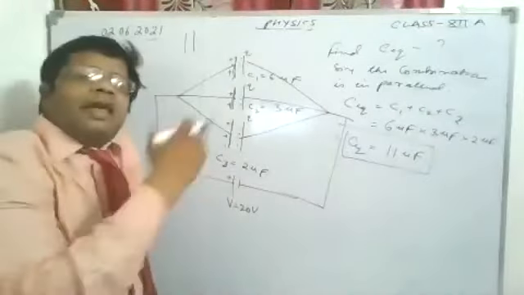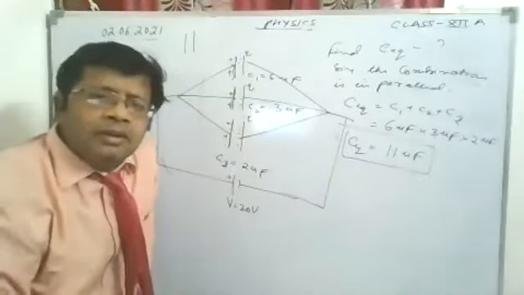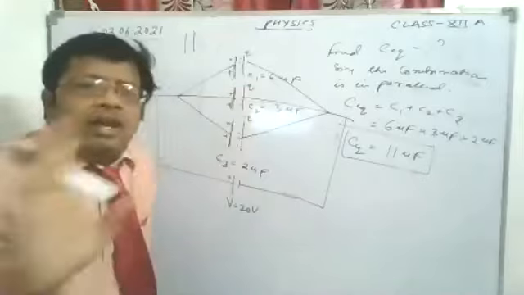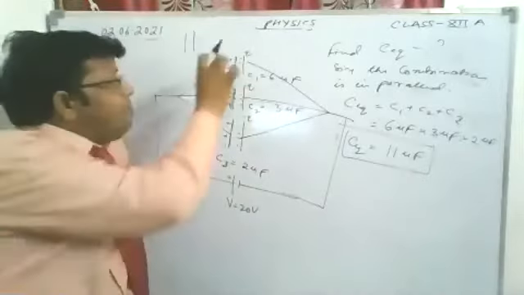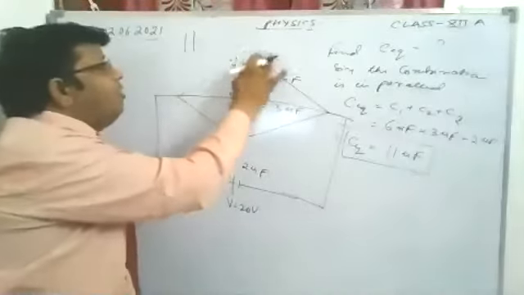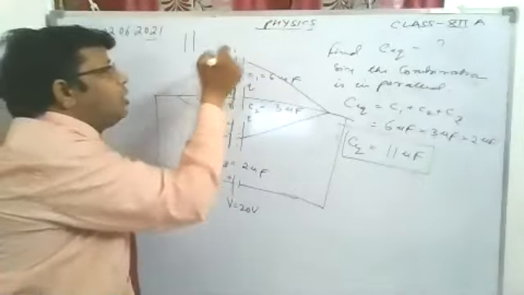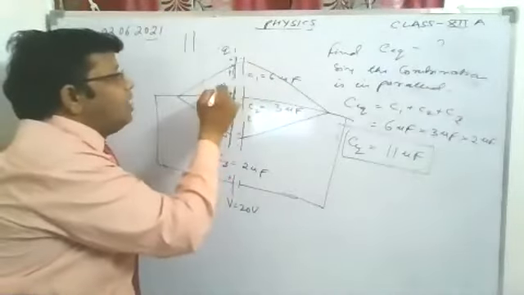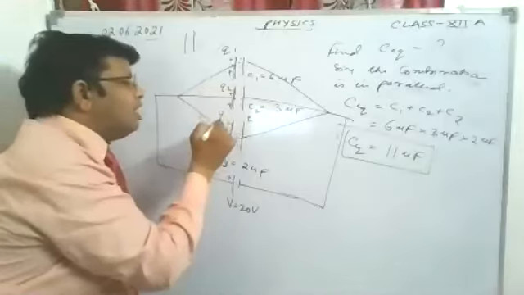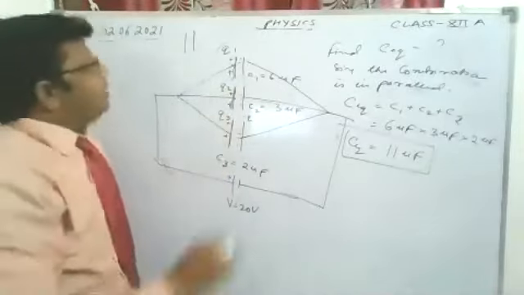But just like in series, the charge on all capacitors were equal. But in parallel, charge will be different. Over the first one, it will be Q1. Over the second one, it will be Q2. Over the third, it will be Q3. Why, beta?